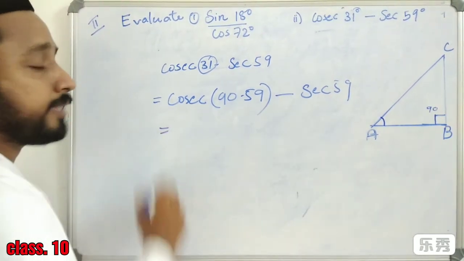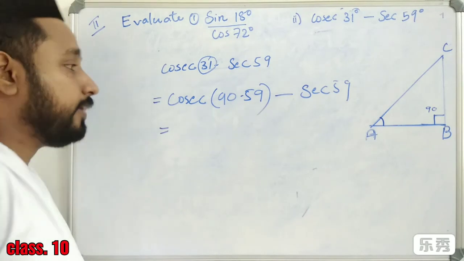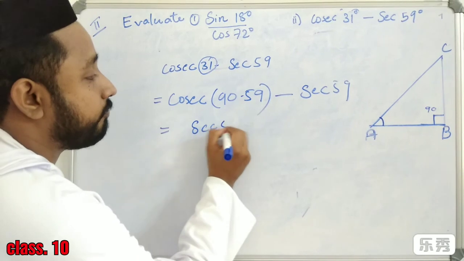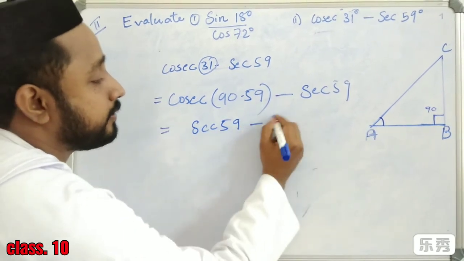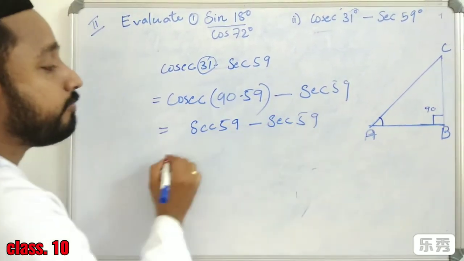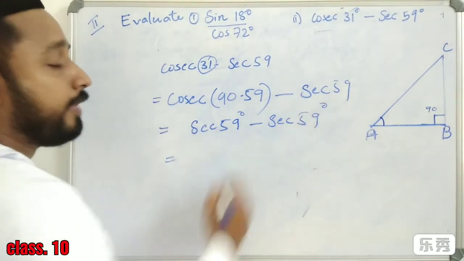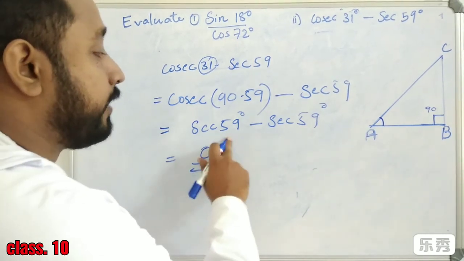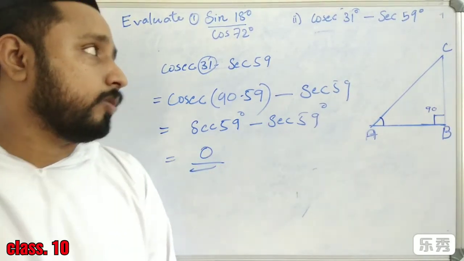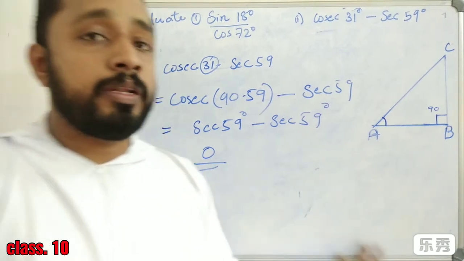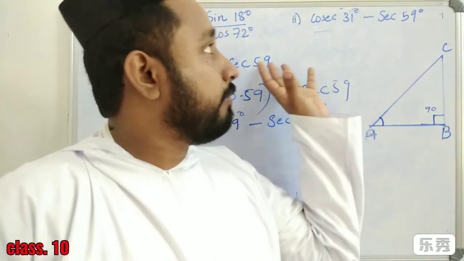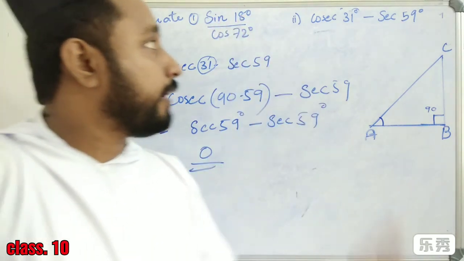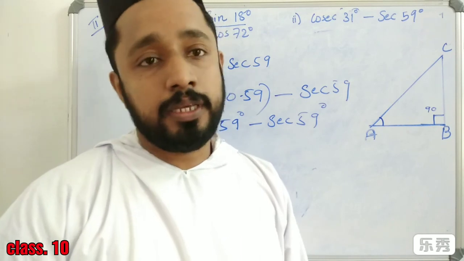What do you mean by cosec 90 minus a? Cosec 90 minus a is sec a. Therefore, cosec 90 minus 59 is equal to sec 59, minus sec 59. Sec 59 minus sec 59 is equal to 0. So, using trigonometric ratios of complementary angles, we can evaluate problems like sine 18 degree by cos 72 degree and cosec 31 degree minus sec 59 degree.